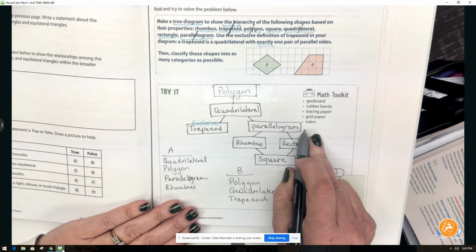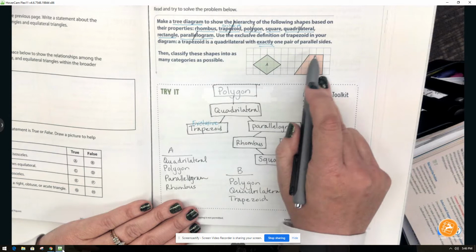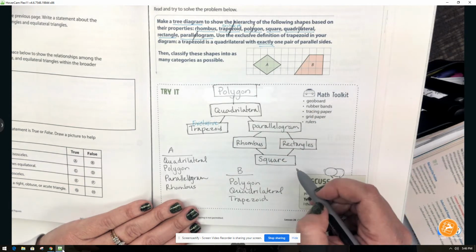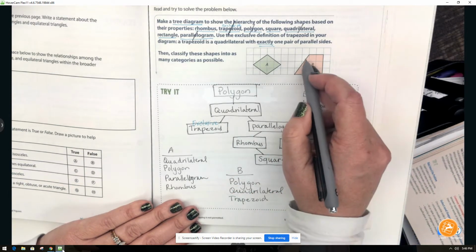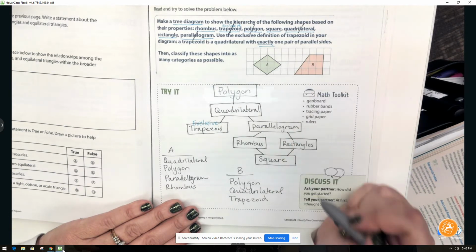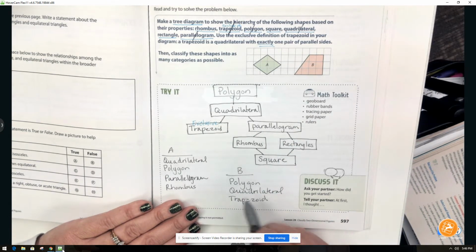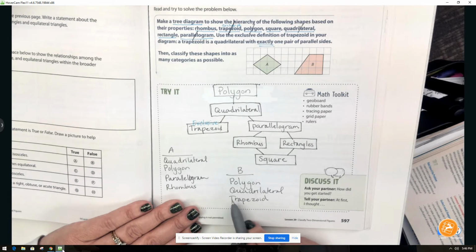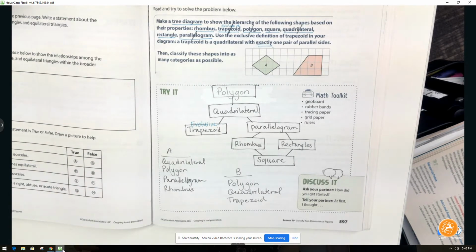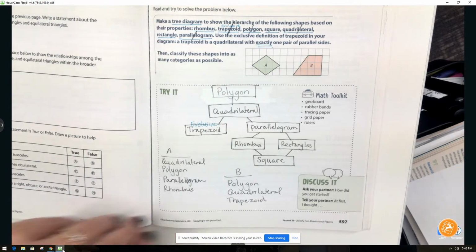Can it also be a parallelogram? No, because it only has one set of parallel sides. And in order to be a parallelogram, it would need to have two sets of parallel sides. So shape B can only be classified as a polygon, a quadrilateral, and a trapezoid. All right, let's go ahead and go to the next page.